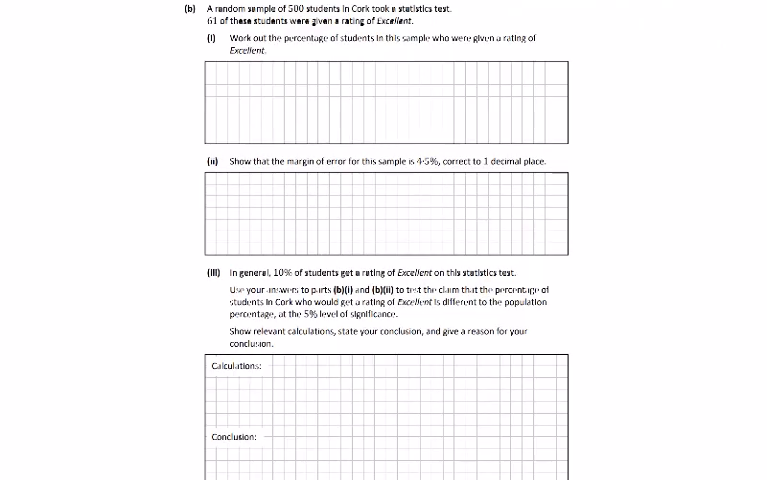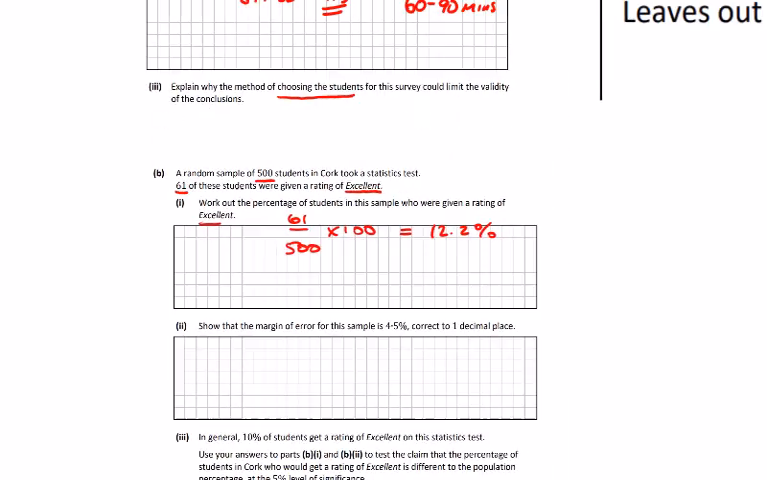In B, we have a random sample of 500 students. 61 we're told they were excellent. The percentage who were excellent is 61 out of 500. Calculator use times 100 is going to be 12.2%.